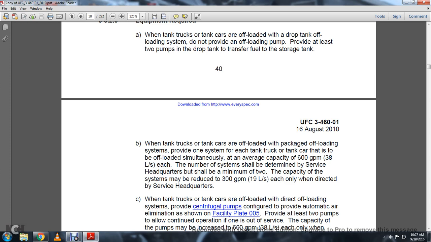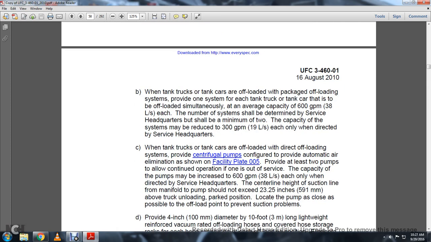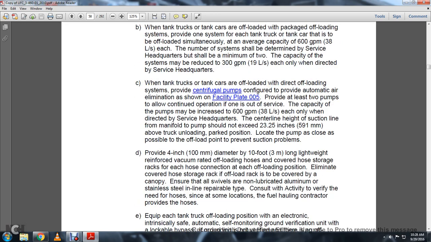The capacity of the system may be reduced to 300 gallons per minute each, only when directed by service headquarters. When tanker trucks and tanker cars are offloaded with a direct offloading system, provide centrifugal pumps with automatic air elimination as shown in Facility Plate 005. Provide at least two pumps that allow continued operation with one out of service. The capacity of the pumps may be increased to 600 gallons per minute each, only when directed by service headquarters. The center height of the suction line of the manifold pipe should not exceed 23.25 inches above the truck unloading marked position, with the pump located as close as possible to the offloading point to prevent suction problems.